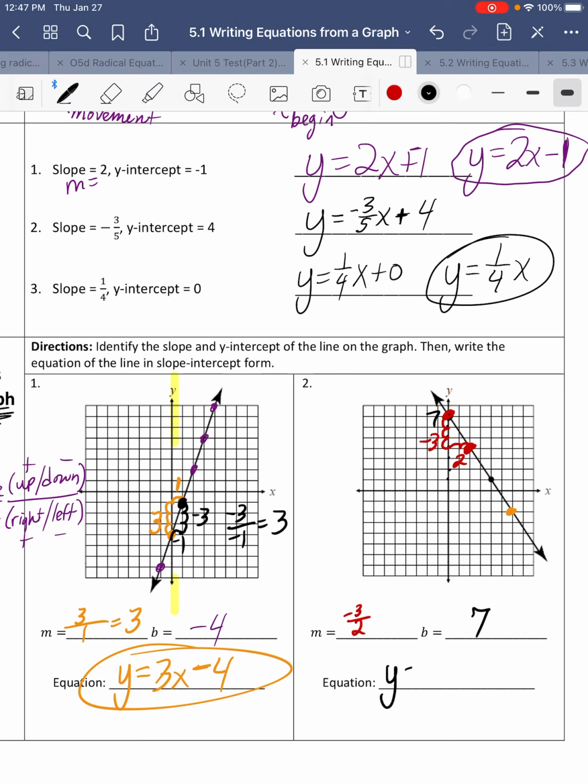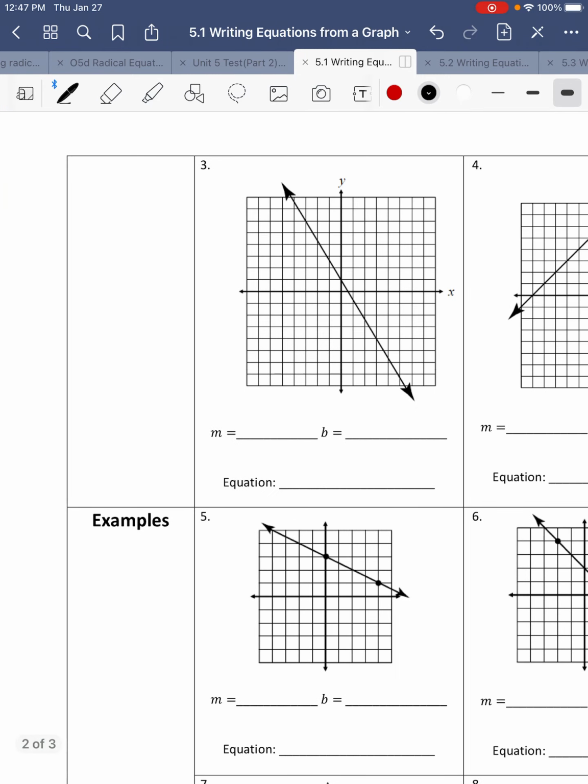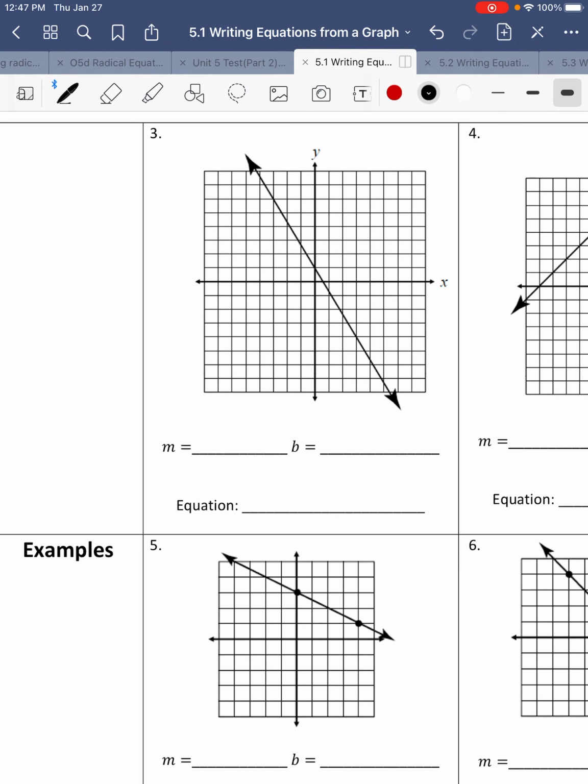And so we have the equation: y equals the slope times x plus the b. There we go. There's your equation that represents that line. All right, next.